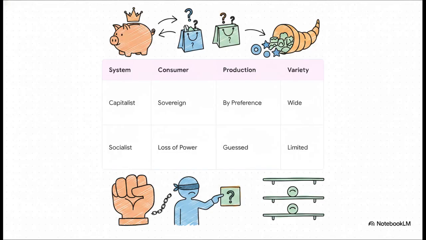Now, what's really interesting about this is how it impacts the everyday experience of the citizen. In a capitalist system, the consumer is sovereign. They are king. Production is guided by what people actually want to buy. But under central planning, there is a total denial of consumer sovereignty. Consumers just cannot do anything about prices or availability. Production isn't guided by their preference. Instead, planners have to just guess what consumers want, with no real market compulsion to study the people's actual choices. The end result is inevitably a much more limited variety of goods on the shelves.